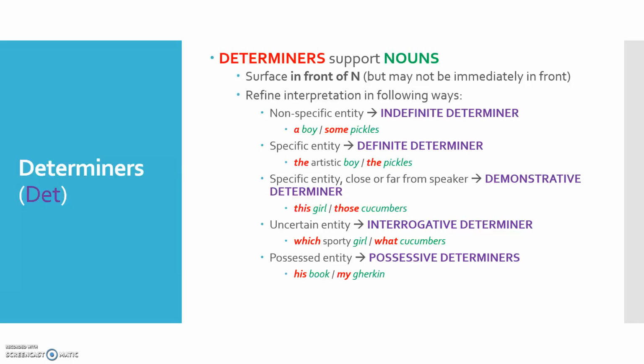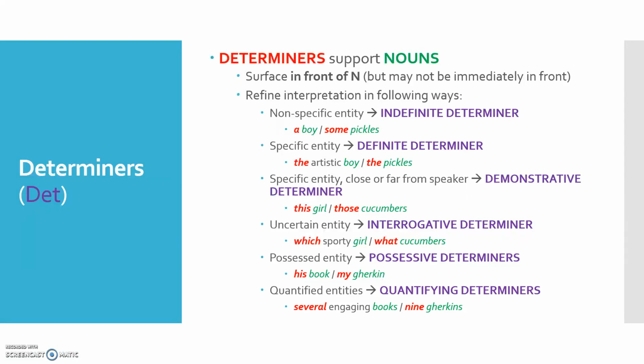Then we have possessive determiners, where we indicate who possesses that entity. His book, my gherkin. So here you may think, well, isn't that a pronoun? His and my, aren't they pronouns? Well, yeah, technically they are pronouns because a pronoun is something that stands in for a noun. So instead of saying his book, I could say Gerald's book. But here, what is their role? What is their function? The function of his is to introduce a noun, and while it's introducing the noun, it gives the sense of possession, of who possesses that noun. So its grammatical role is possessive determiner, even though it's in a pronoun form.